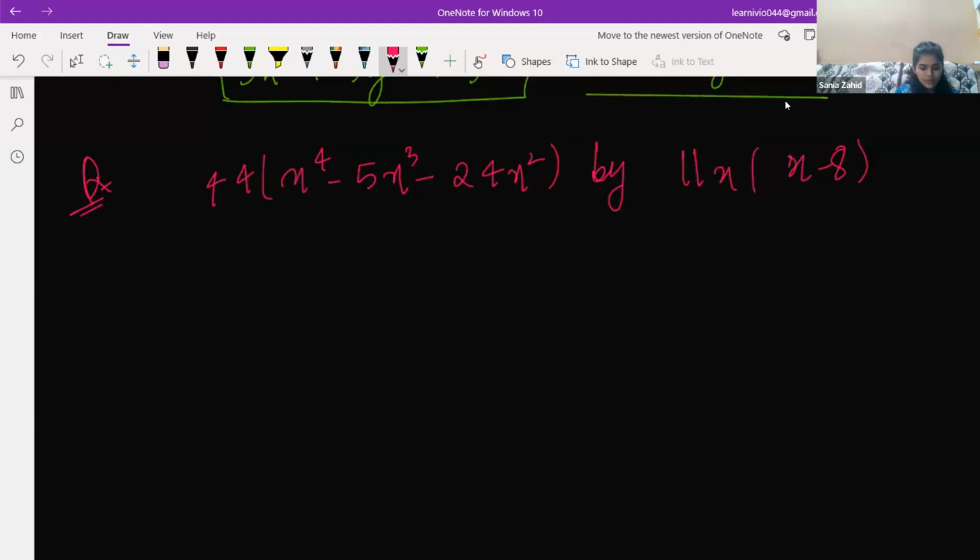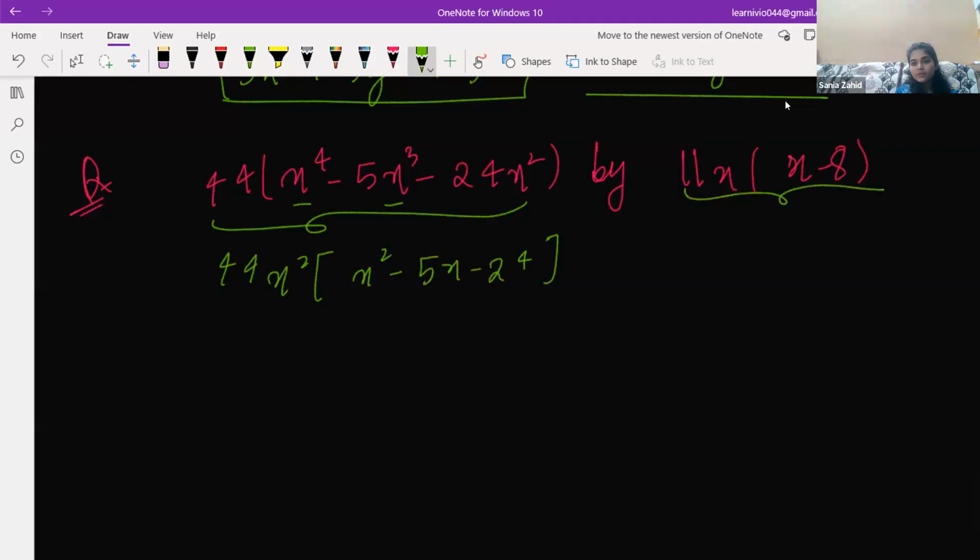We have 44x to the power 4 minus 5x cube minus 24x square by 11x times x minus 8. So how do you solve this basically? First of all, you can take all the common terms. So from this, what is common? X. What is the power of x that is common? X square is common. Now what am I left with inside the bracket? X square minus 5x minus 24. And is anything common between x and 8? No, ma'am.